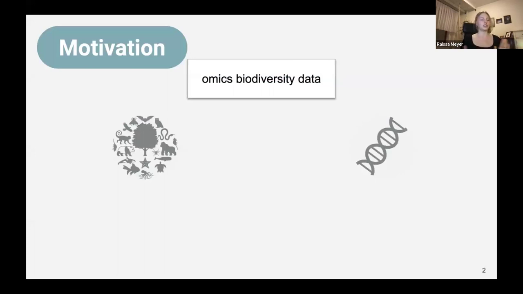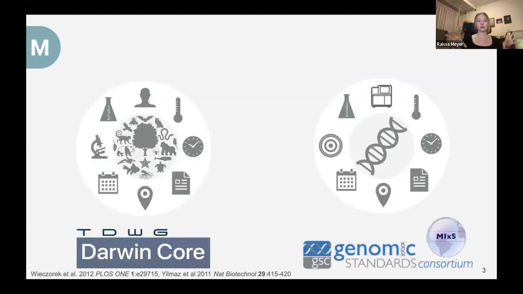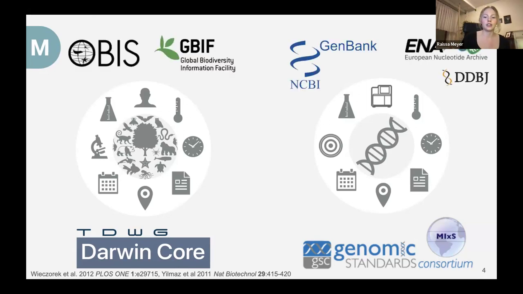Okay, so just to introduce you a bit to the standards that I've been working with, I'm working in the field of omics biodiversity data. The problem here was that we have two separate metadata specifications, one coming from the field of biodiversity and the other one coming from the field of omics. The one from biodiversity, I assume many of you are aware of, is the TDWG Darwin Core standard. And then on the omics side, we have the Genomic Standards Consortium, which produces its own standard, the MIxS standard. Both of those standards are then in turn used by different infrastructures, which include the data that we're talking about.